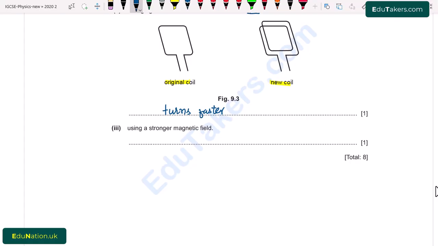Part 3, using a stronger magnetic field. So when I use a stronger magnetic field, again the coil turns very fast and it moves at very high speed. So I write again turns faster.